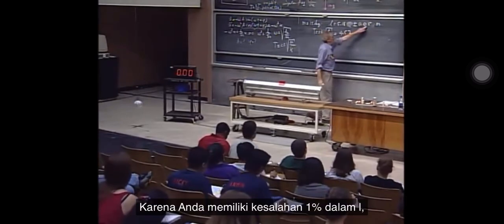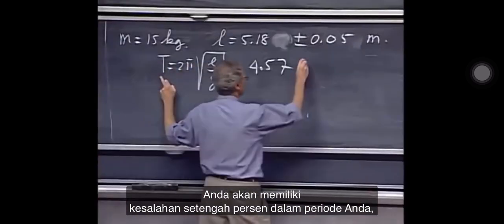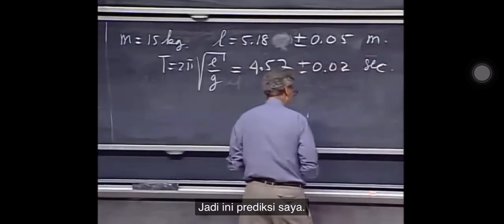4.57. Since you have a 1% error in L, you're going to have a 0.5% error in your period, so that is about 0.02 seconds. So this is my prediction.